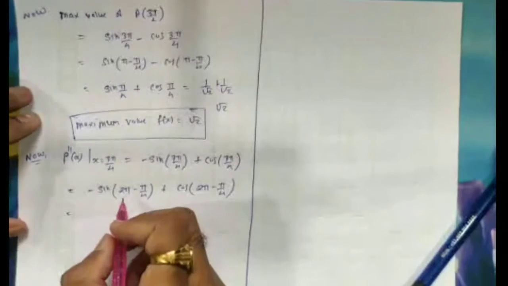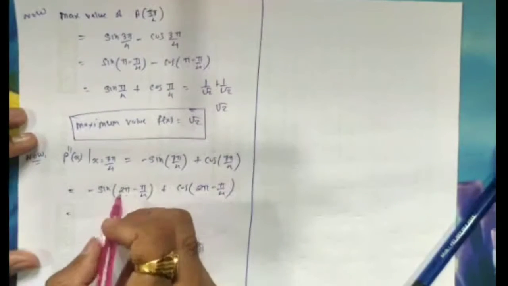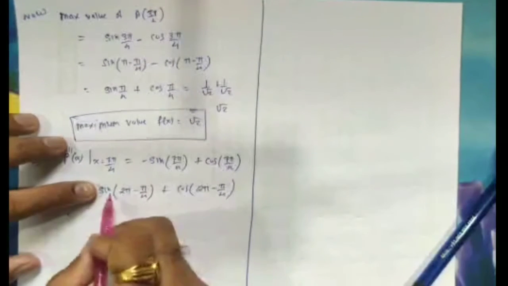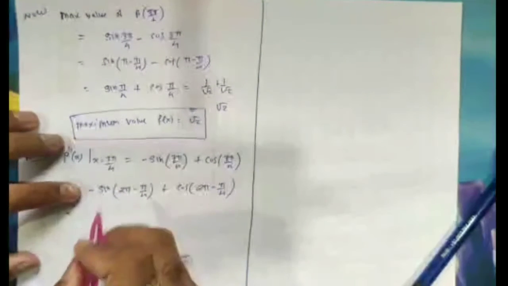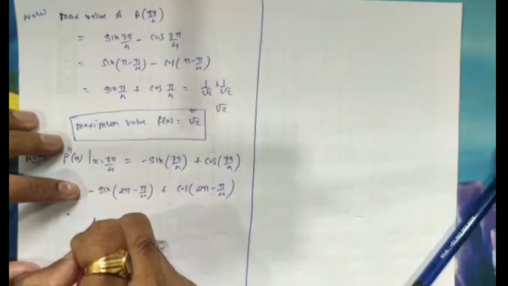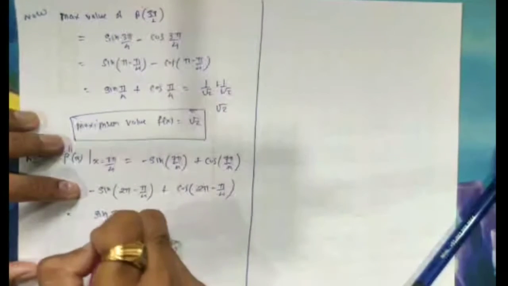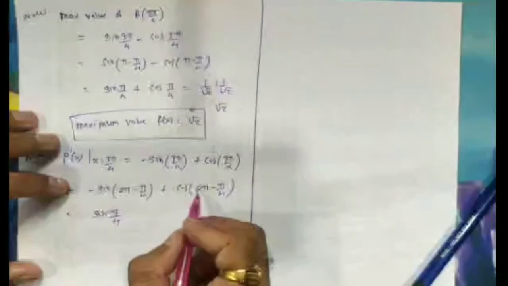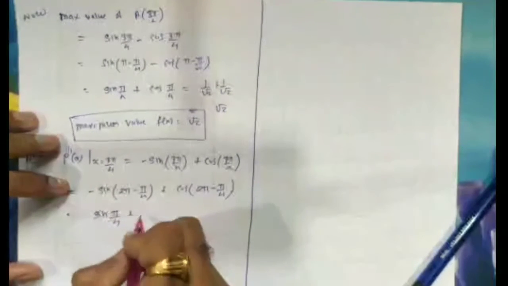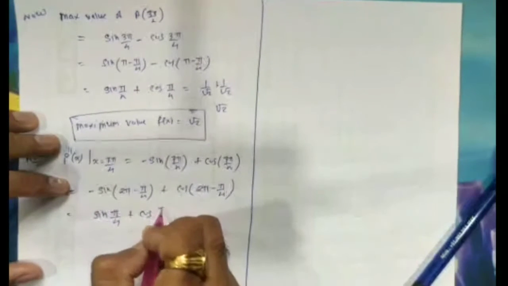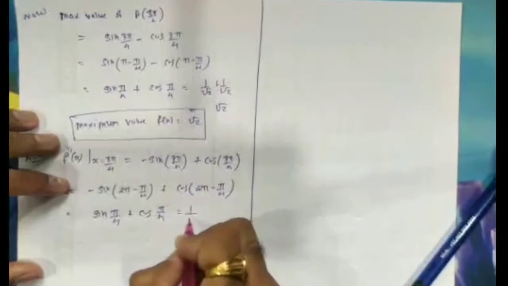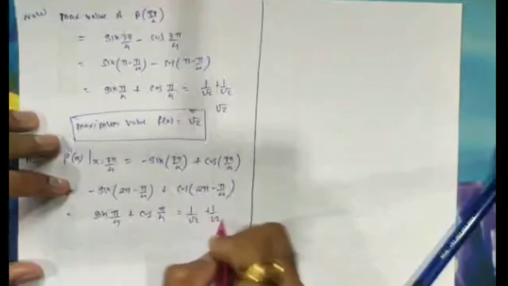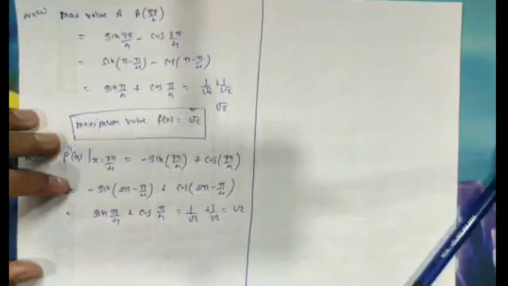So in fourth quadrant, sign is negative. Sin 2 pi minus pi by 4 is a minus sin pi by 4. Again minus sign, so it's a sin pi by 4. And here, all STC, cos positive. So it's a cos pi by 4. 1 by root 2 plus 1 by root 2, root 2.